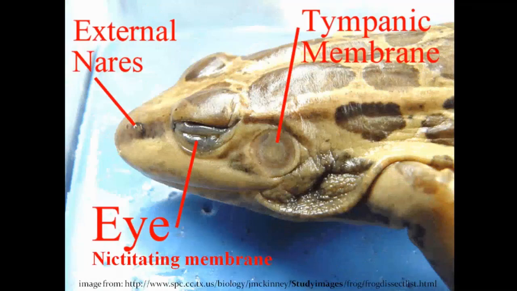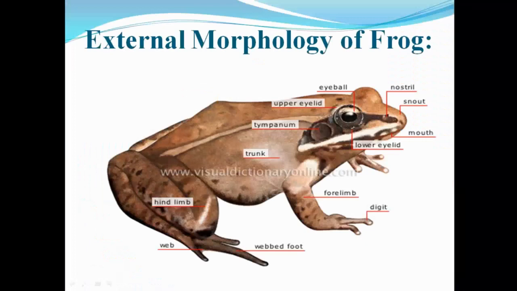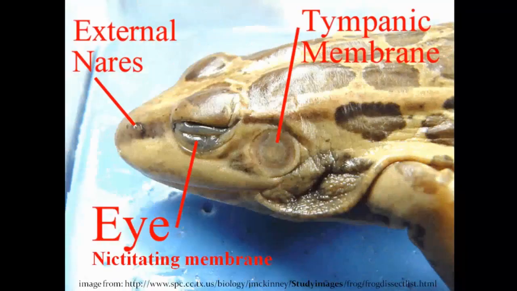Now see, this is the magnification of its head region. These are the external nares, or the nostrils. Now this is the protruding eye, which is provided with the third eyelid, the nictitating membrane. This large circular patch is the tympanic membrane, which receives the sound waves, and these are the colored patches over its skin.